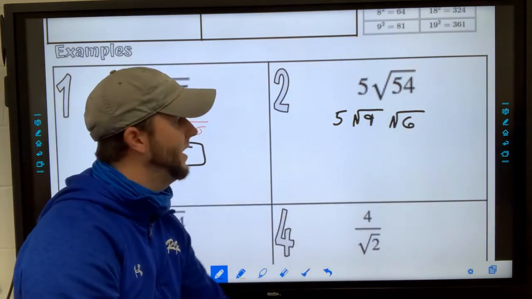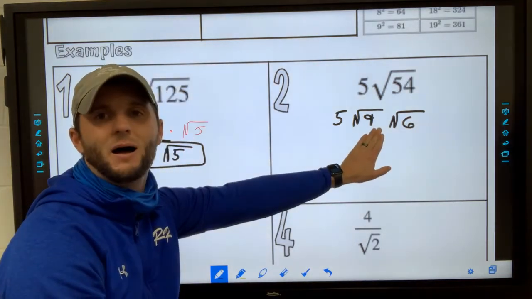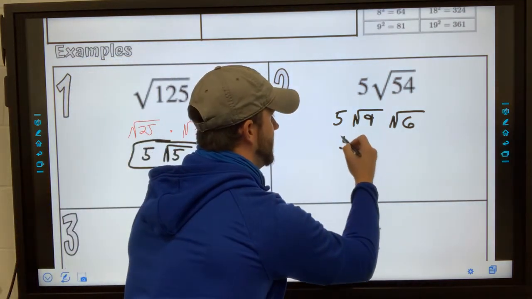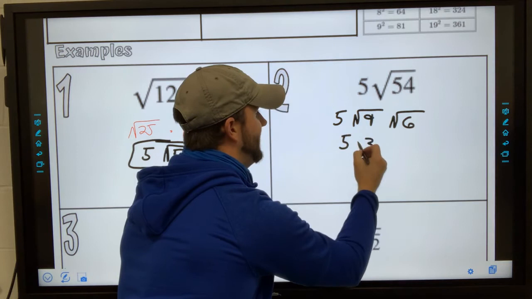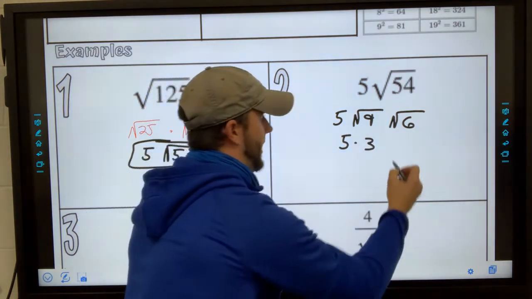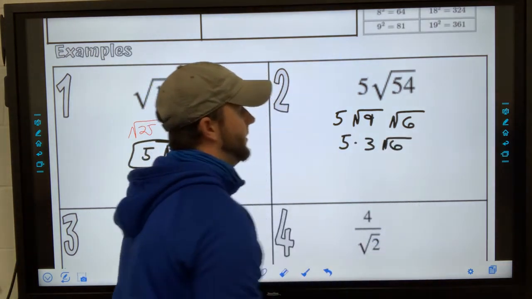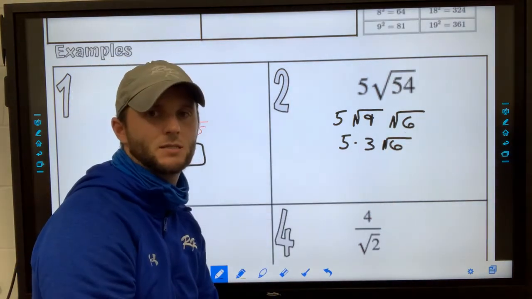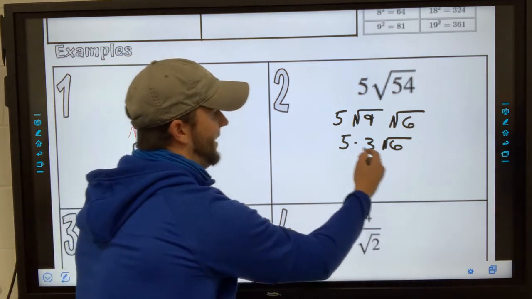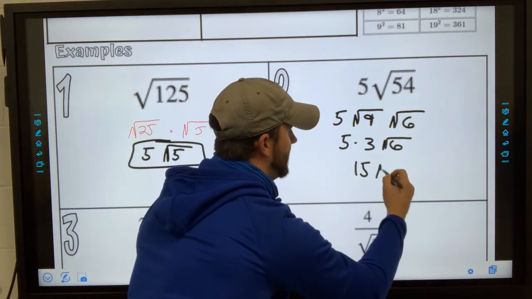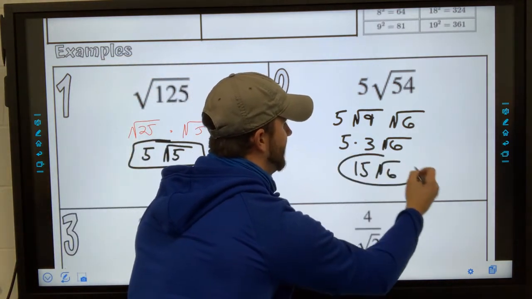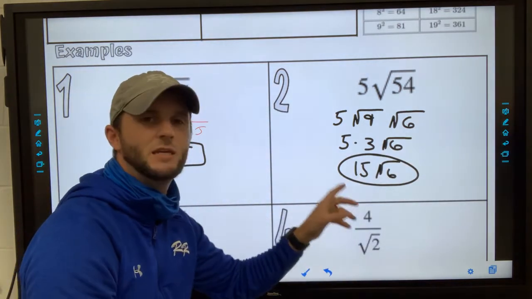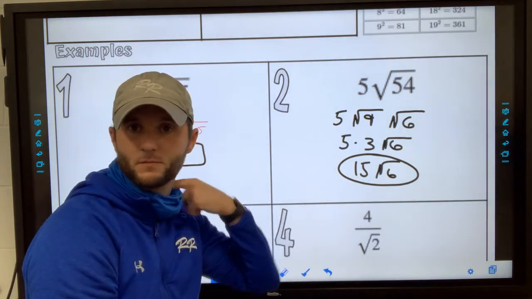Now I can reduce the square root of 9, which is going to give me 3. So this is going to turn into 3, which I would then end up multiplying. And the square root of 6, there's not a radical or a perfect square that can go into 6. So right now, 5 times 3 is going to give you 15. That means the simplification of 5 square root 54 is going to give you 15 square root 6.